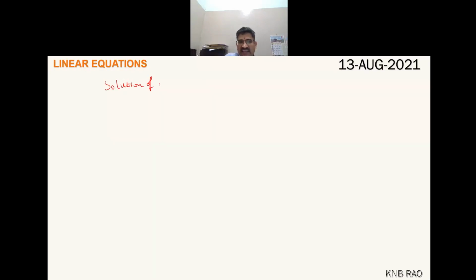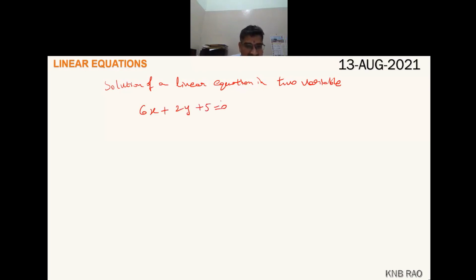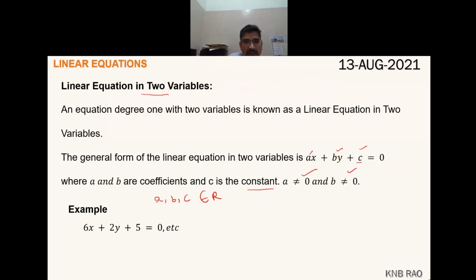Solution of a linear equation in two variables. How to find the solution of a linear equation in two variables? Let me explain. 6x plus 2y plus 5 equals 0. I have taken this as an example here. I will take the same one.